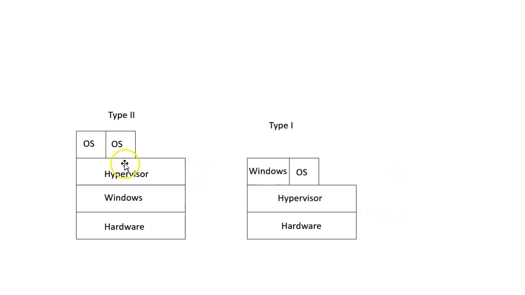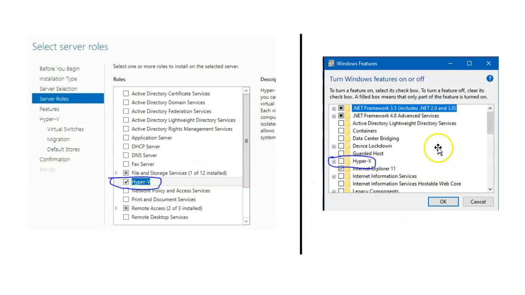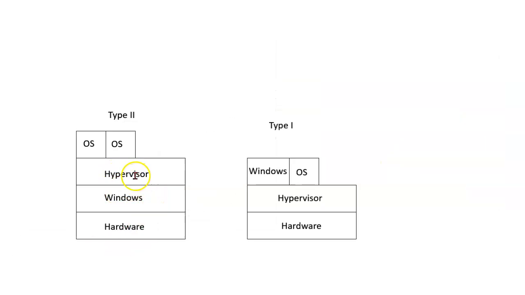Now, wait a minute, you say, didn't you just show us that you're already running Windows 10 or Windows Server, and then you're installing Hyper-V on top of it? Yes, it does look like I'm doing this. But what happens is, when I install Hyper-V, it sort of slips itself underneath Windows and makes itself a type 1 hypervisor. This does add a lot of speed to our virtual machines because these OSs here don't have to go through Windows in order to get down to the hardware. It's a much more direct route.